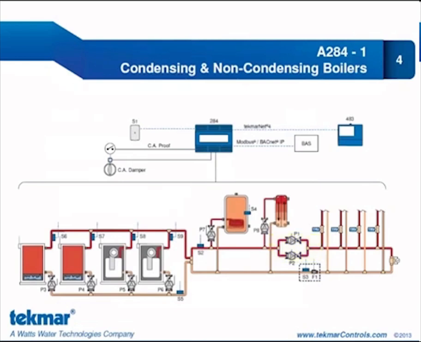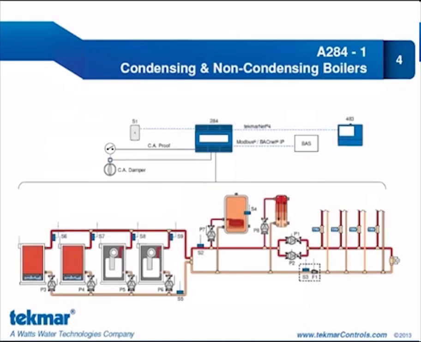You'll notice here we are doing primary pump sequencing and indirect domestic hot water. Now, in the 274 and 275, we had to choose one or the other. We couldn't do both at the same time, but now we can. So another big advantage to the 284 boiler control.